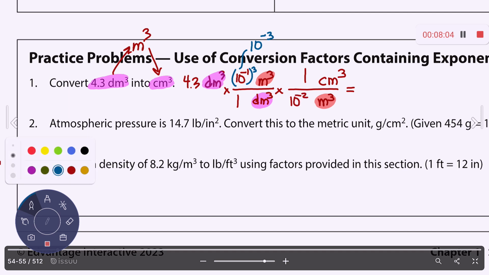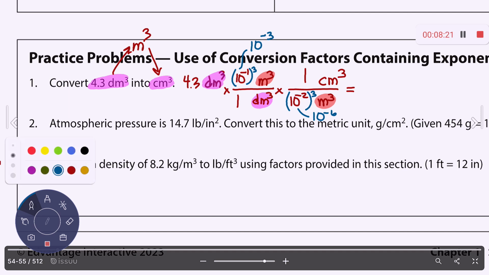What should I do to this power of 10? Cube it. And then this becomes what? 10 to the negative 6. You just multiply the exponents together.